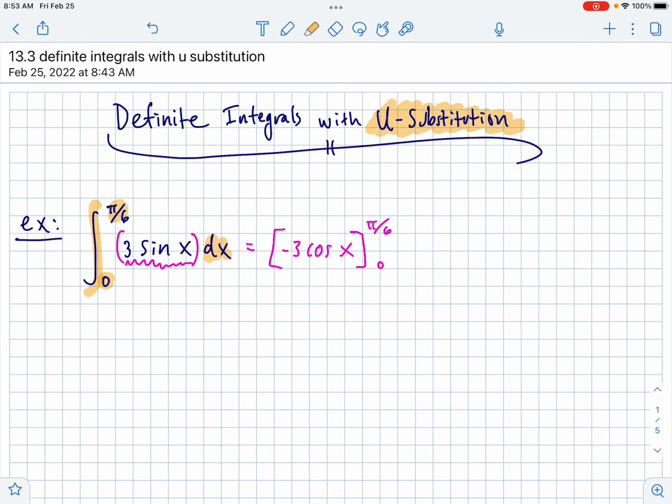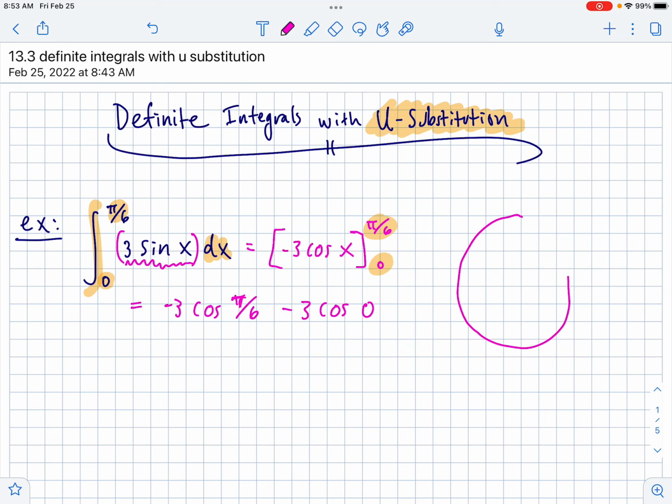Remember from last lesson that it's always the top thing plugged in minus the bottom thing plugged in. So this whole thing is negative 3 cosine pi over 6 minus 3 cosine 0.